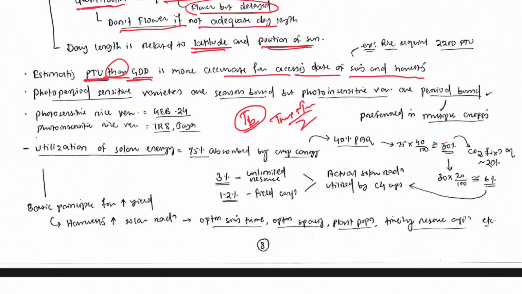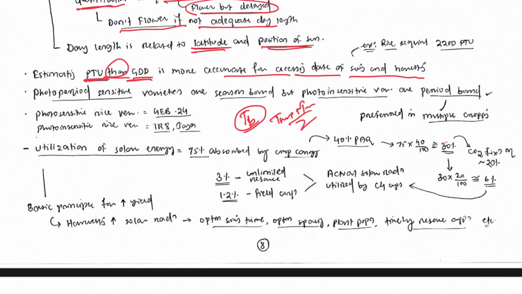So if the mean temperature is greater than the base temperature, and we add those differences, and after a certain value the crop harvesting happens, that value is known as growing degree day. Growing degree day is different for different crops, but in growing degree day only temperature is taken into consideration, unlike in photothermal unit.